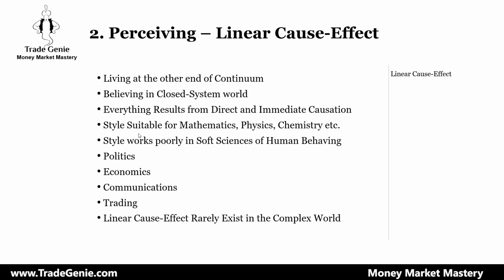If we study where linear cause and effect is applicable, it's in mathematics: 2 plus 2 is equal to 4. It cannot be 5. And in physics or chemistry, linear cause and effect applies. But linear cause and effect is not applicable in human sciences, politics, or economics. Think about that: politics, economics, communication, and also trading. Linear cause and effect is not applicable for trading, but people trade based on it. The thinking is very narrow, like blinders on a horse. Linear cause and effect hardly exists in the complex world. If crude oil is going down and all the crude oil stocks should go down, that's just linear thinking. There's more to it than just establishing this relationship.